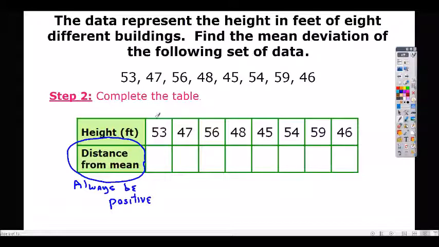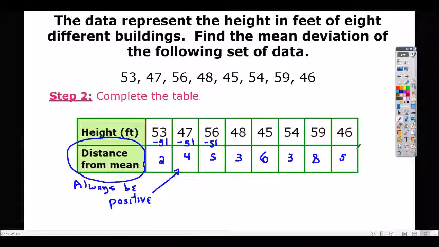So again, we're going to subtract 51 from each of these. So 53 minus 51 is going to be 2. 47 minus 51 would be negative 4, but we're going to write down 4 because remember, it must always be positive. 56 minus 51 is going to be 5. 48 minus 51 is going to be 3. 45 minus 51, 6. 54 minus 51 would be 3. 59 minus 51 would be 8. 46 minus 51 would be 5.